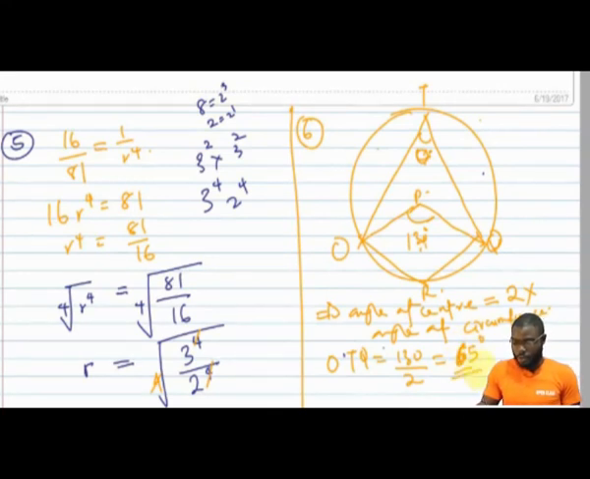Now, if you look at the first option there, it says 230. The second option says 55 degrees. The third option says 115, and the last option D says 55 degrees. So your answer is 65 degrees.